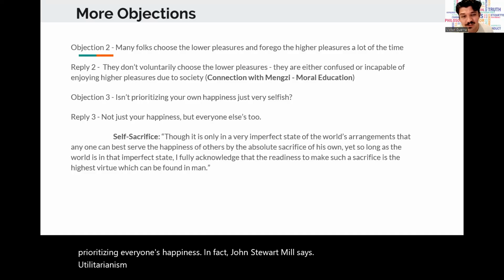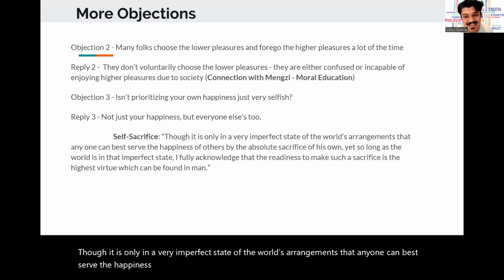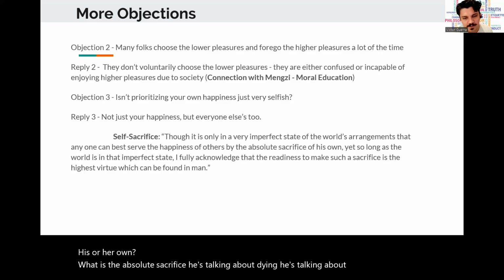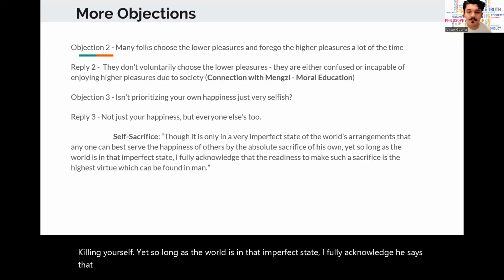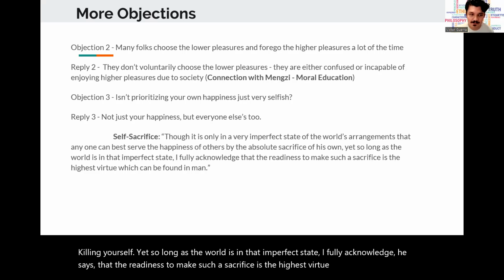In fact, John Stuart Mill says utilitarianism can be quite selfless. Consider, for instance, the following. Though it is only in a very imperfect state of the world's arrangements that anyone can best serve the happiness of others by the absolute sacrifice of his or her own. What is the absolute sacrifice? He's talking about dying, about killing yourself. Yet so long as the world is in that imperfect state, I fully acknowledge, he says, that the readiness to make such a sacrifice is the highest virtue which can be found in a man.